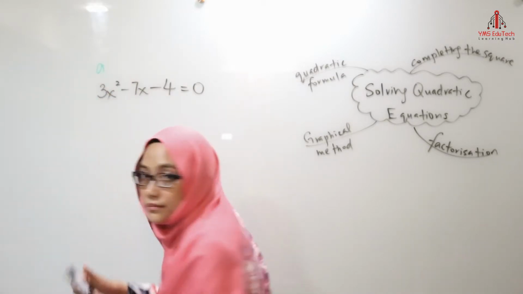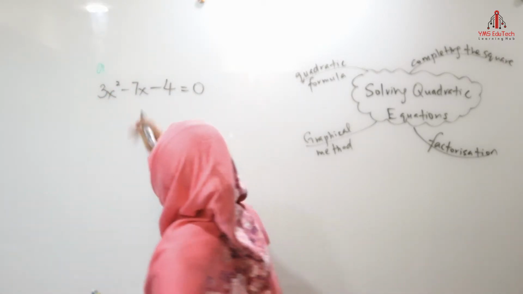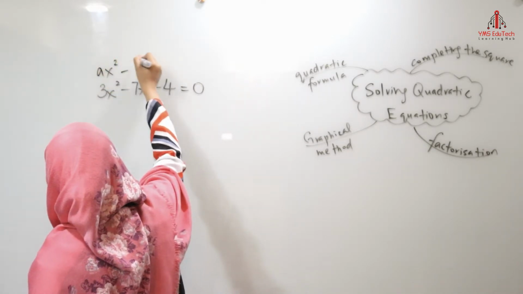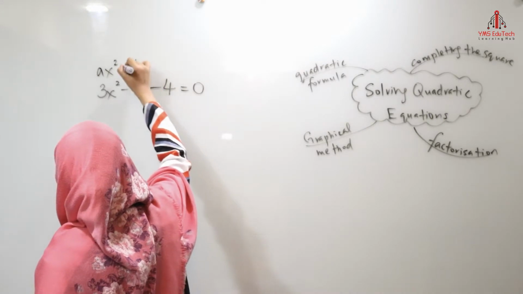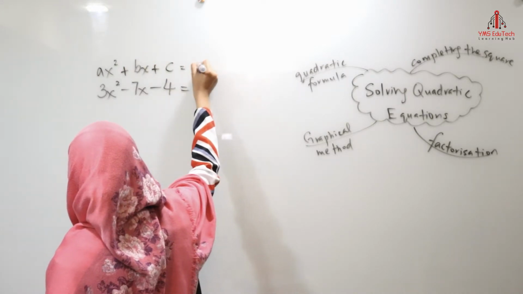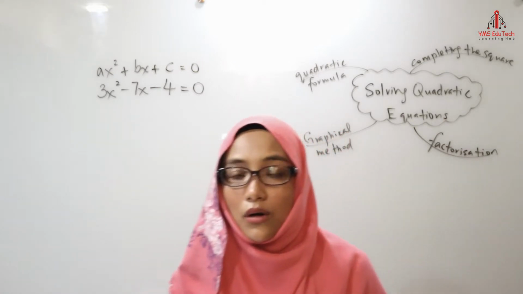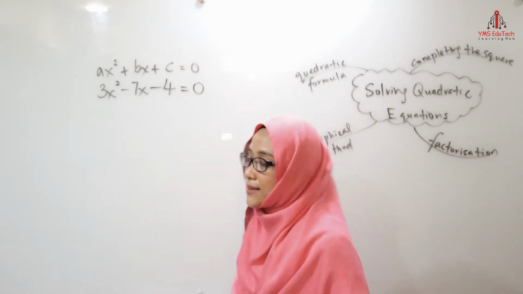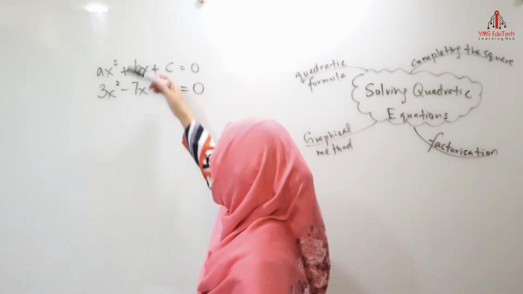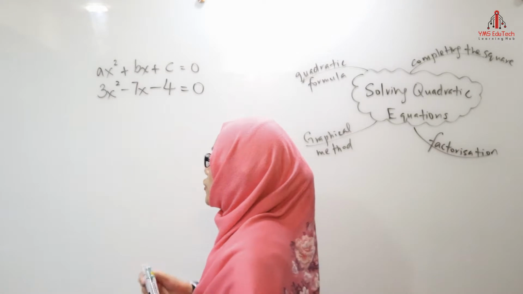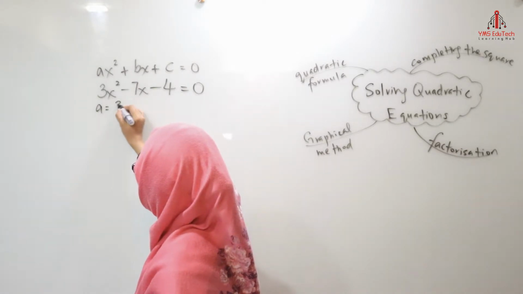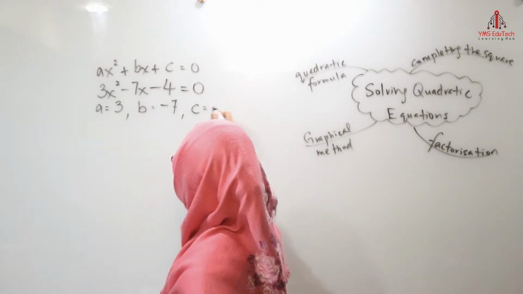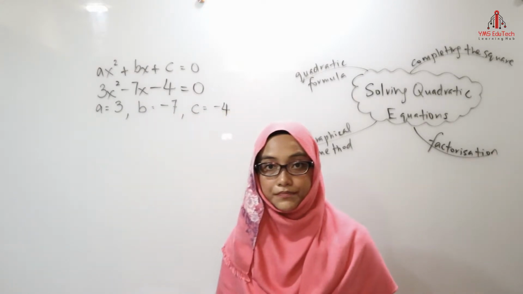Okay, let me just use black. ax squared plus bx plus c is equals to 0. So this is how a quadratic equation is written. Okay, ax squared plus bx plus c. So we can simply relate what is a in this question. This is 3, b is negative 7, and c is negative 4.